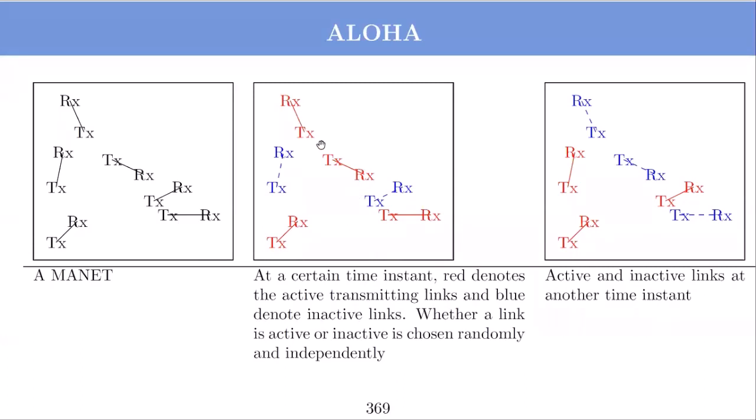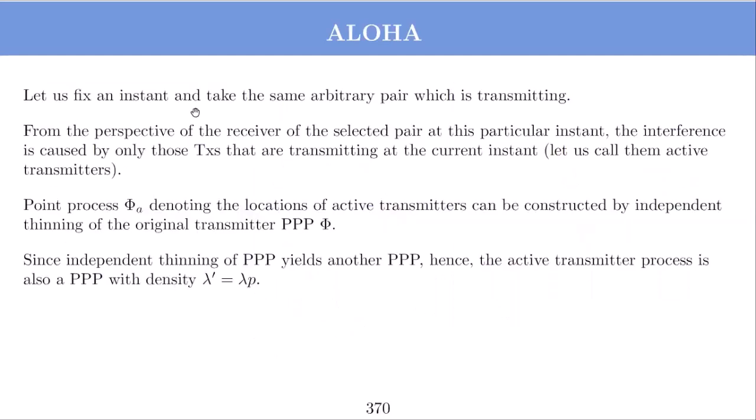And of course, the reception will depend on the current assignment at that instant. And then at the next instant, other transmitters independently can become active, and it may happen that the same transmitter is again transmitting because it's a random event, or some become idle and new transmitters are coming. So if I fix an instant and take some arbitrary pair which is transmitting, from the perspective of the receiver of the selected pair at a particular instant, the interference is caused by only those transmitters which are transmitting at the current instant. Okay, let's call them active transmitters, and the rest of the transmitters are idle.